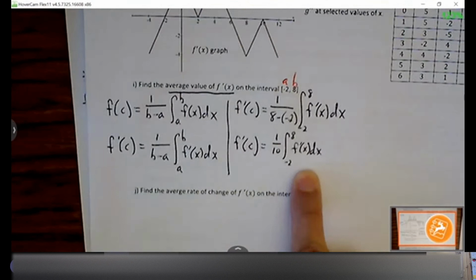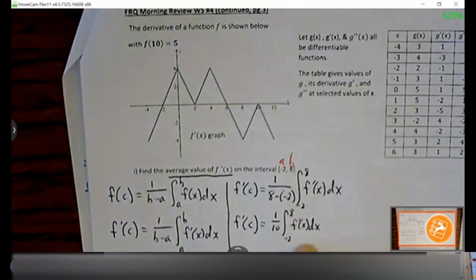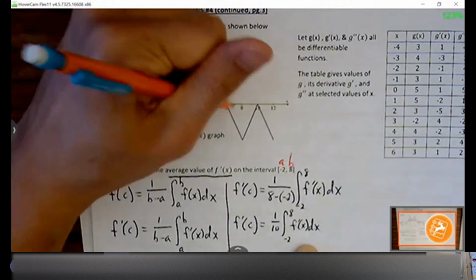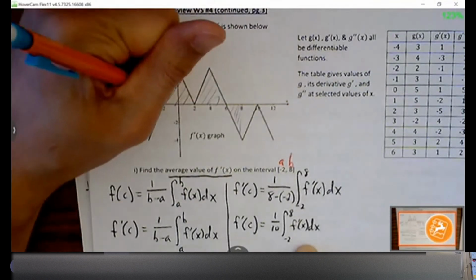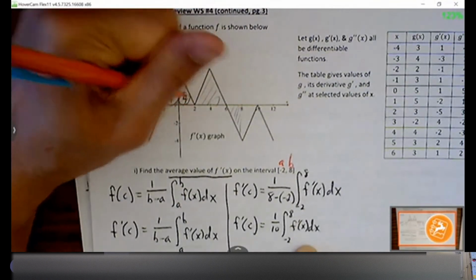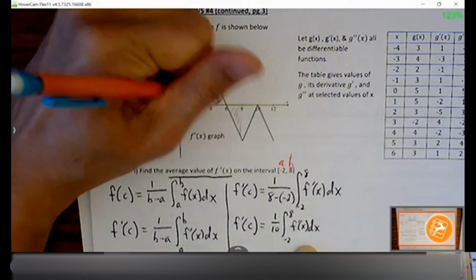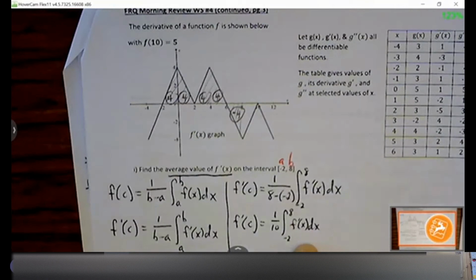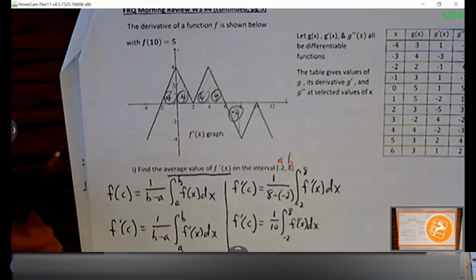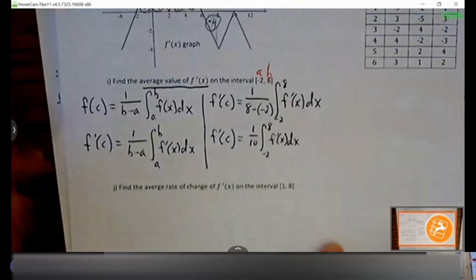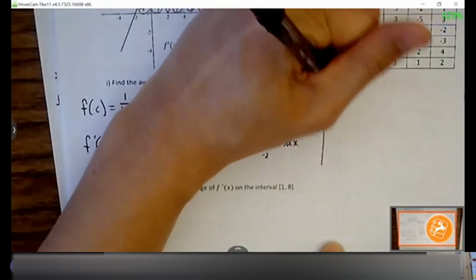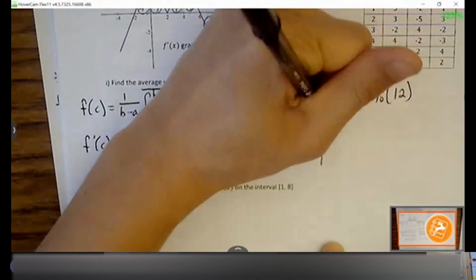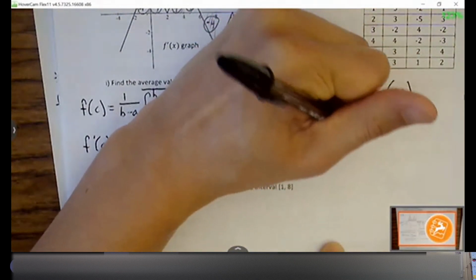Okay. We total the region between -2 and 8. We get, that's going to total to be 12. So that just reduces to be 6/5.